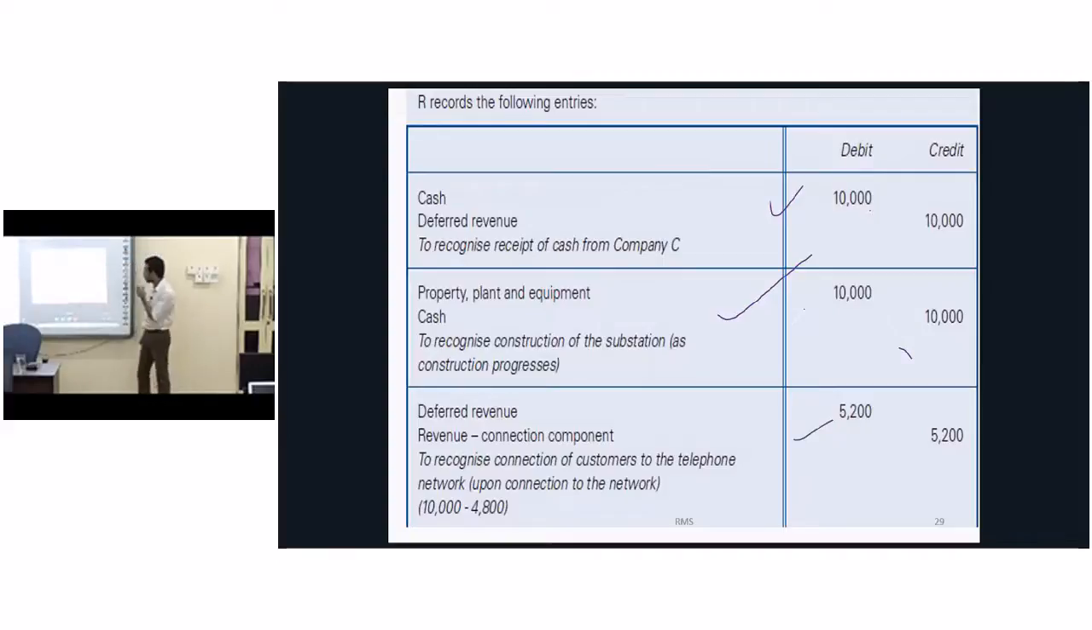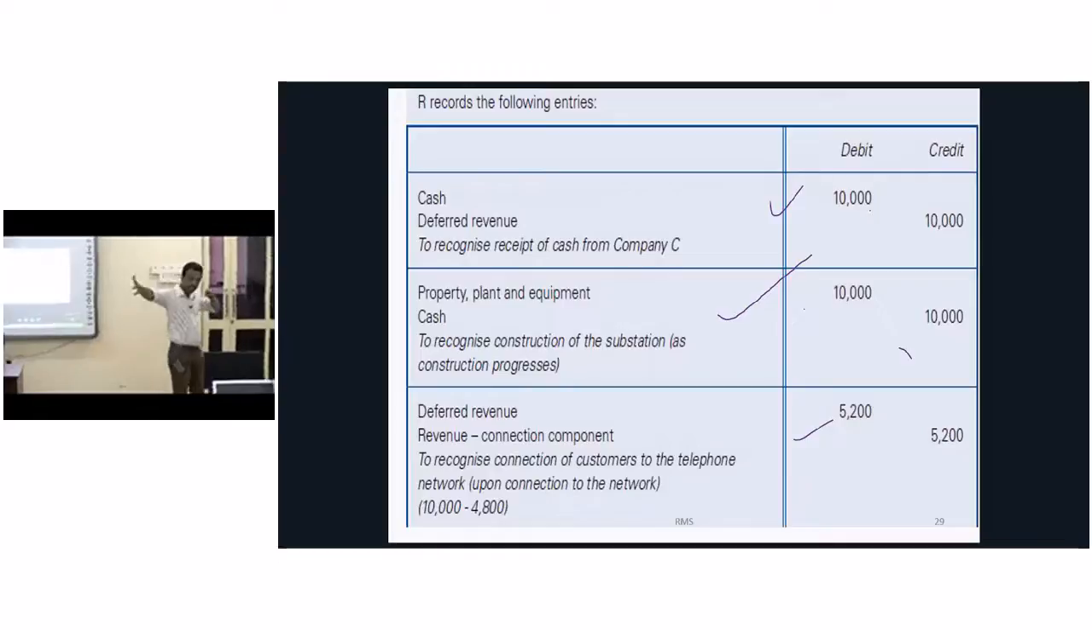Look, revenue inside this 10,000, deferred revenue, there is a part which is receipt for the discount component and another part only for the service.